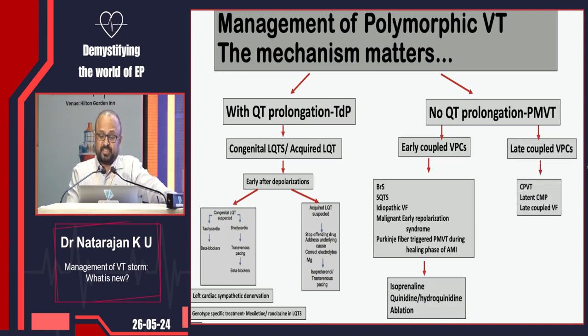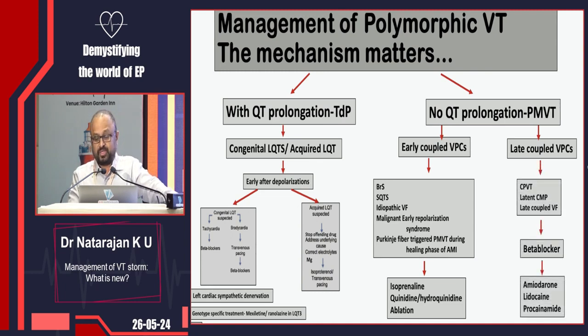Late coupled VPCs, catecholamine mediated polymorphic VT, latent cardiomyopathies, and late coupled VF respond well to beta blockers and the conventional antiarrhythmic drugs. I want to stress the fact that quinidine is extremely useful in conditions where the polymorphic VT is triggered by early coupled ventricular premature beats.